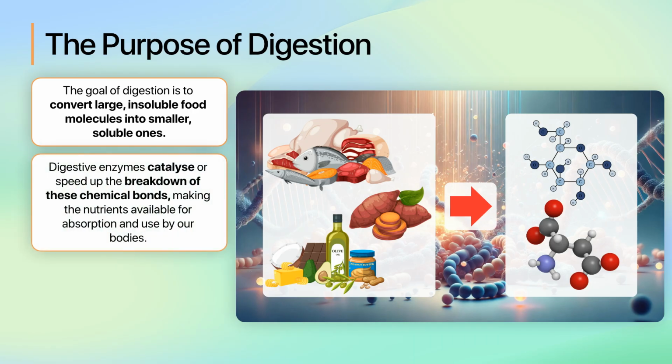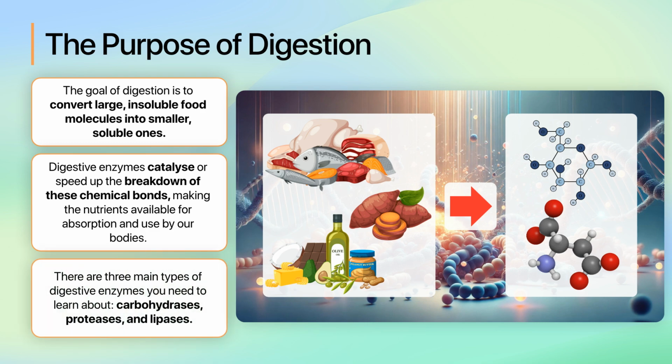They catalyze or speed up the breakdown of these chemical bonds, making the nutrients available for absorption and use by our bodies. There are three main types of digestive enzymes you need to learn about: carbohydrases, proteases, and lipases. Each has a specific role in breaking down different types of molecule.